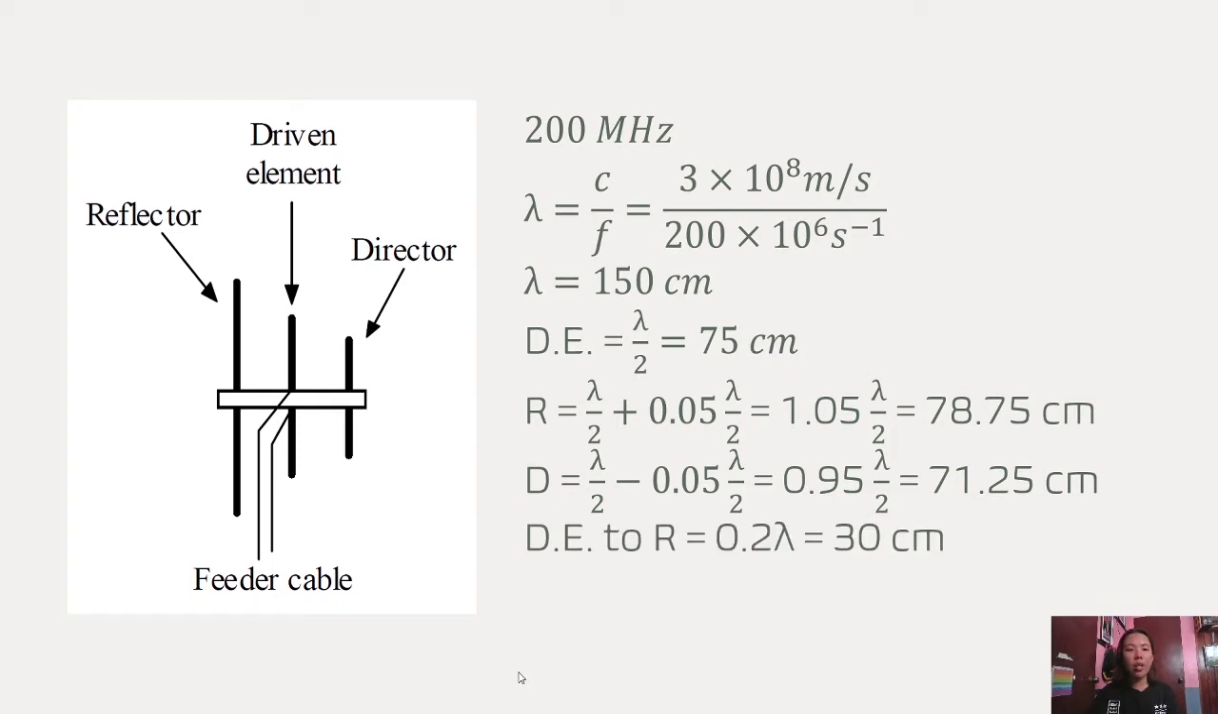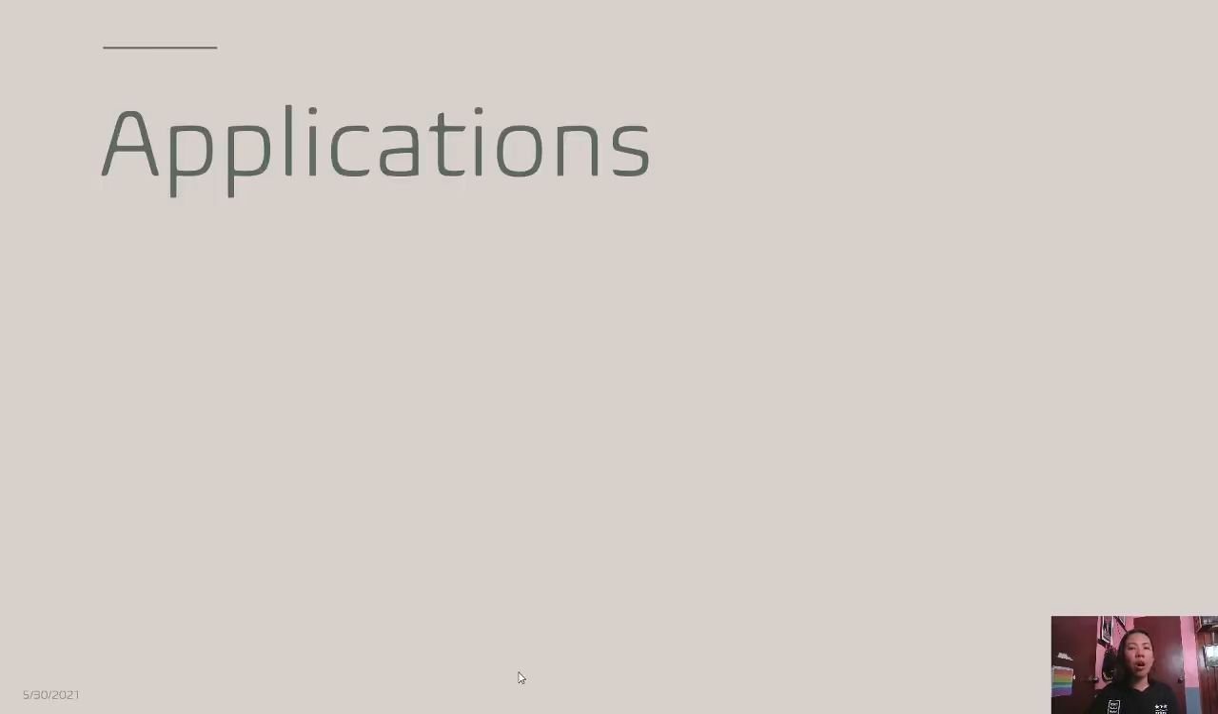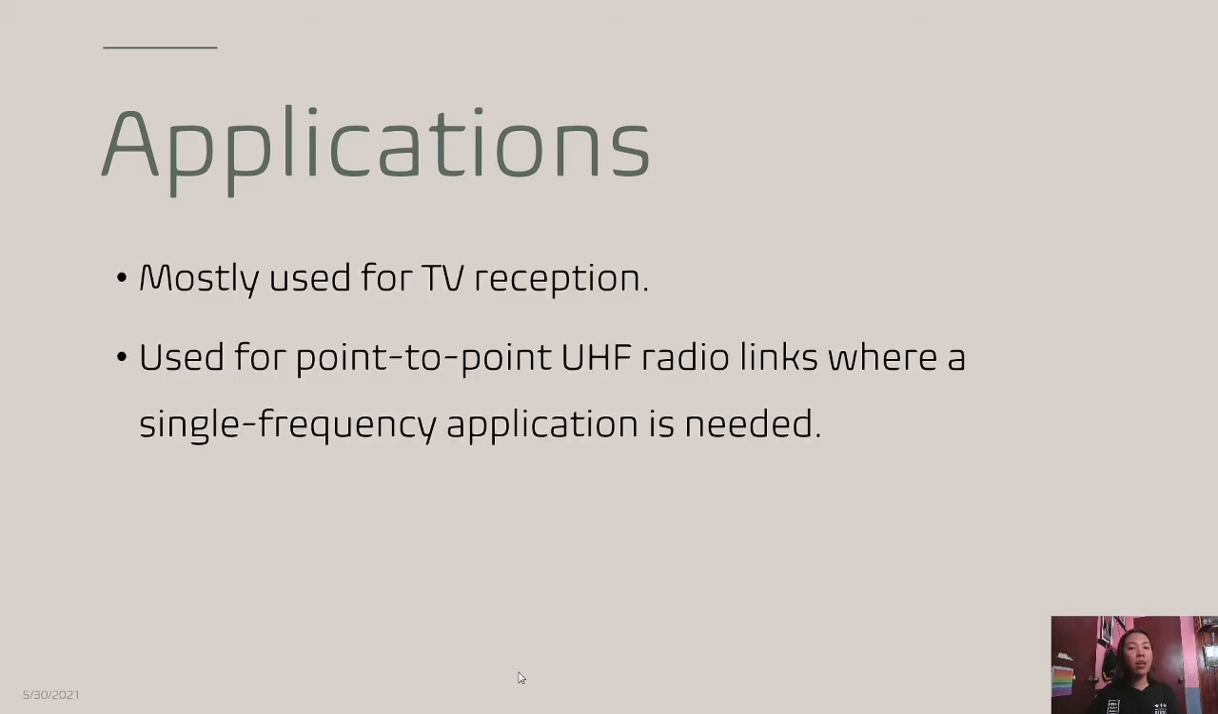The length of the director will then be 5% shorter, which is 71.25 centimeters. Let's say that the distance from the driven element to the reflector is 0.2 lambda. It will then be 30 centimeters. And the distance from the driven element to the director is 0.15 lambda, which is 22.5 centimeters. The Yagi-Uda antenna is mostly used for TV reception and for point-to-point ultra-high frequency radio links where a single frequency application is needed.